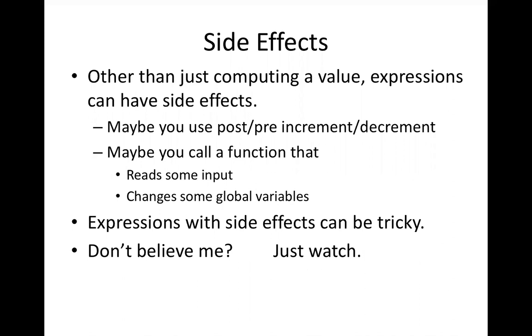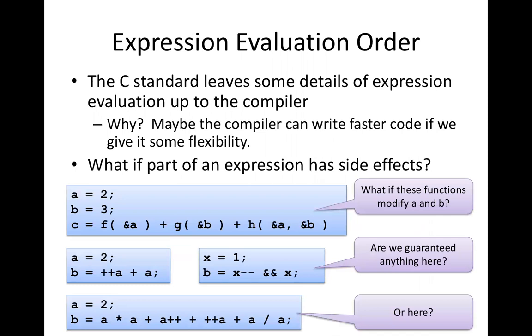We've been talking about expressions. Expressions can have side effects, meaning normally an expression evaluates to a value. It computes some number or something like that. But because we have things like pre-increment and post-increment, we can write expressions that also change things. And that's what we mean when we talk about side effects: an expression that doesn't just compute a value, but also changes what's in some variables. Expressions with side effects can do some unexpected things, especially in C.